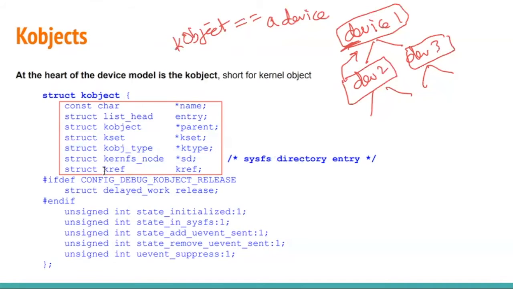And this is the kref. Kref means kernel object reference. This is just a counter to tell how many instances of this k object are being used inside the kernel.